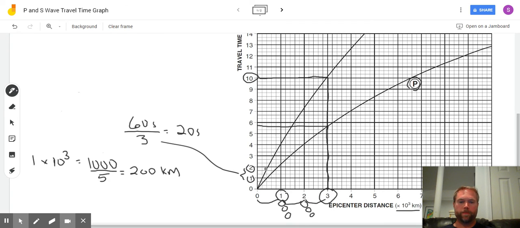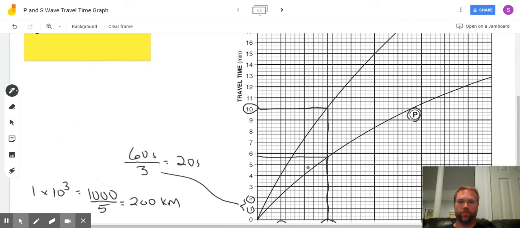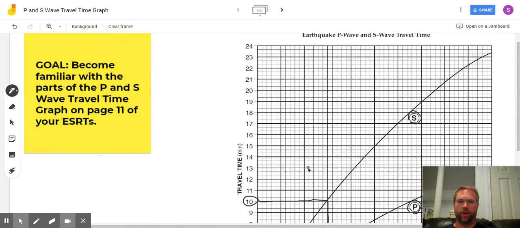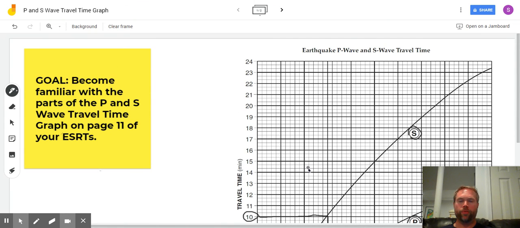So those are just some of the basic pieces, some of the things you need to become familiar with, the parts of this graph. And I hope that this has been helpful.